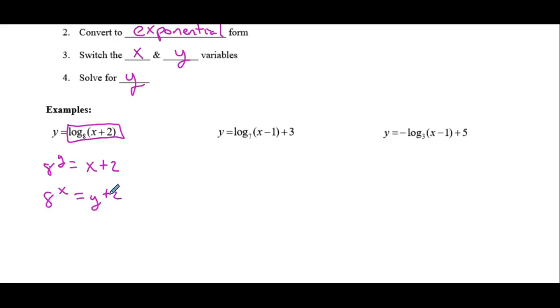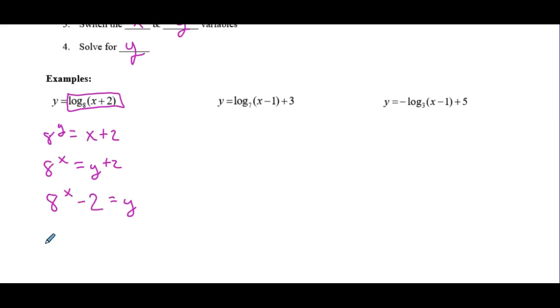Now I need to isolate my y by subtracting 2. So it's 8 to the x minus 2 equals y. And I could write that in function notation. The inverse is equal to 8 to the x minus 2. Now, this negative 2 is not happening in the exponent. It is a whole number being subtracted from this quantity. So you could kind of think of it that way. Okay? And that's important, and you'll see in some of the next examples why that's important.